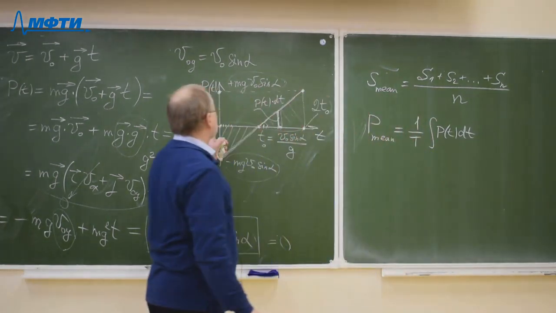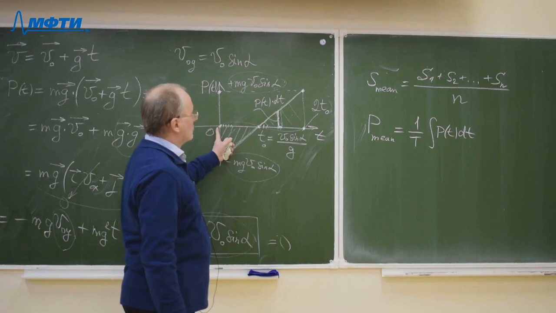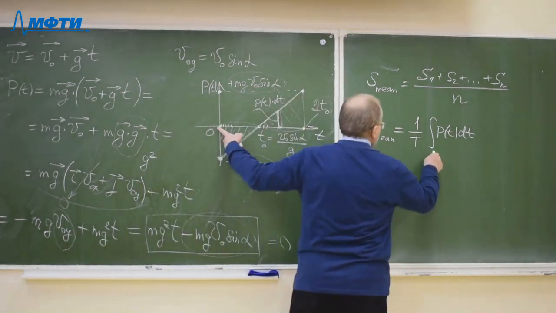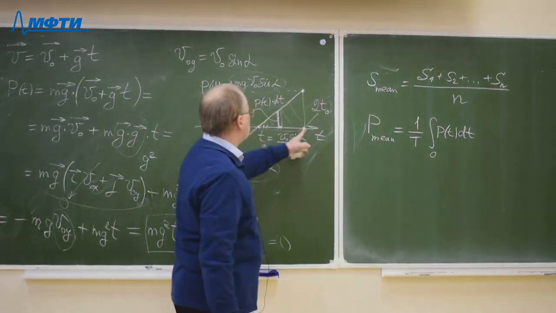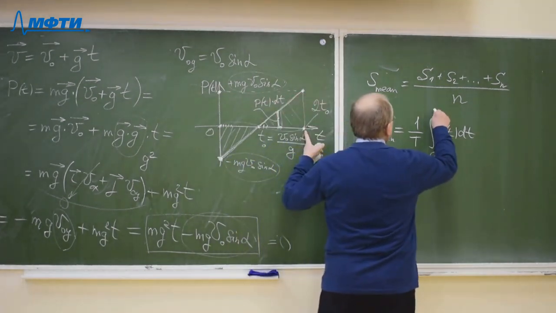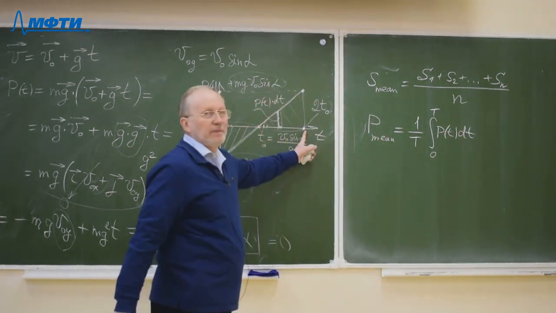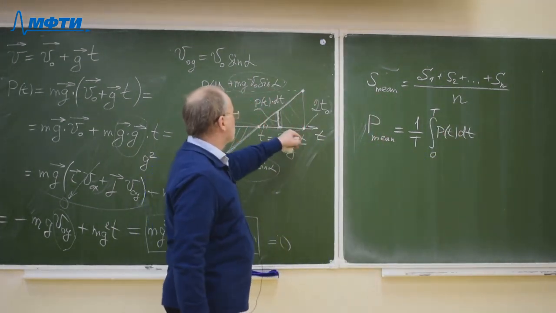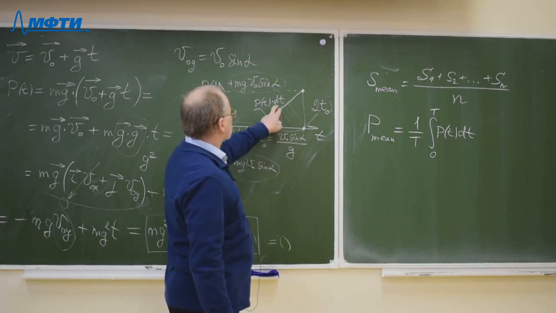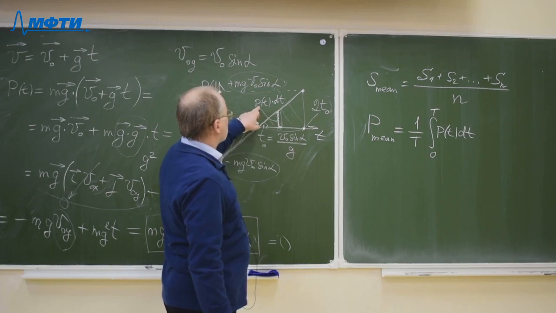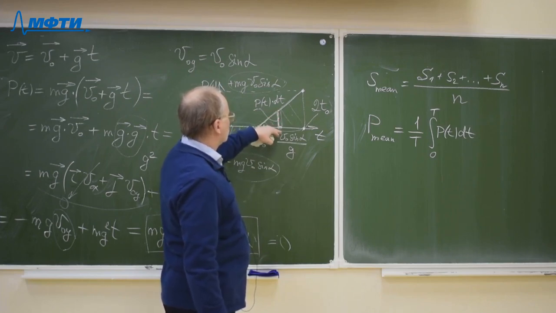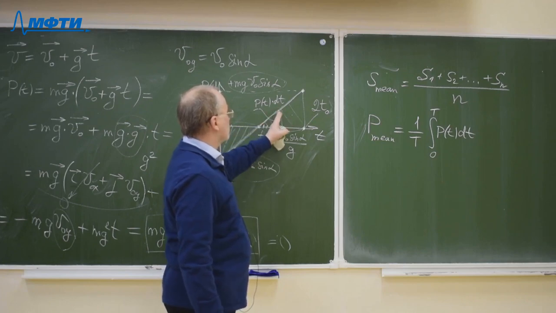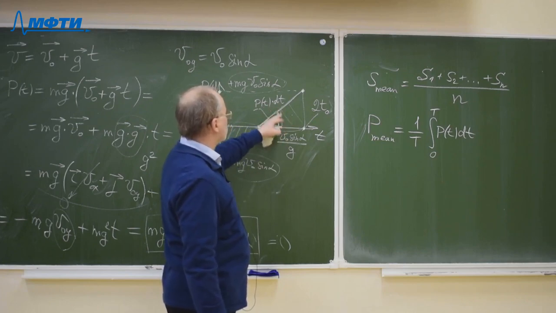We divide the interval from the first zero moment up to the total time in motion. We divide this interval into small time intervals dt and multiply by the power during this very small time interval. The power practically doesn't change, it's practically the same.